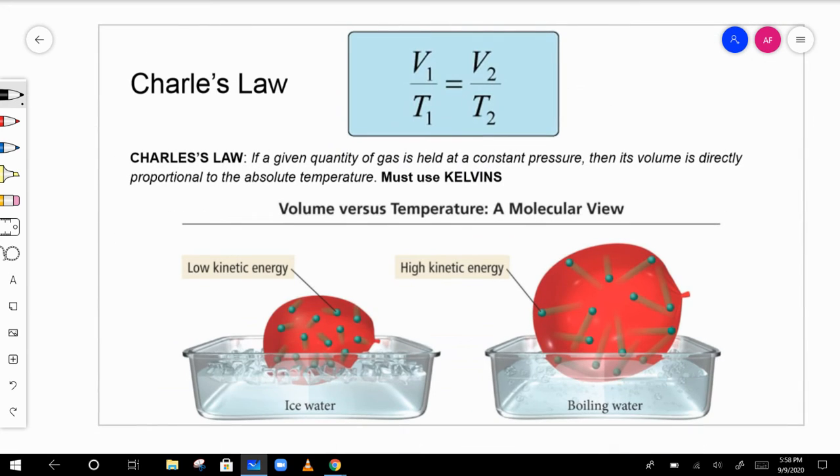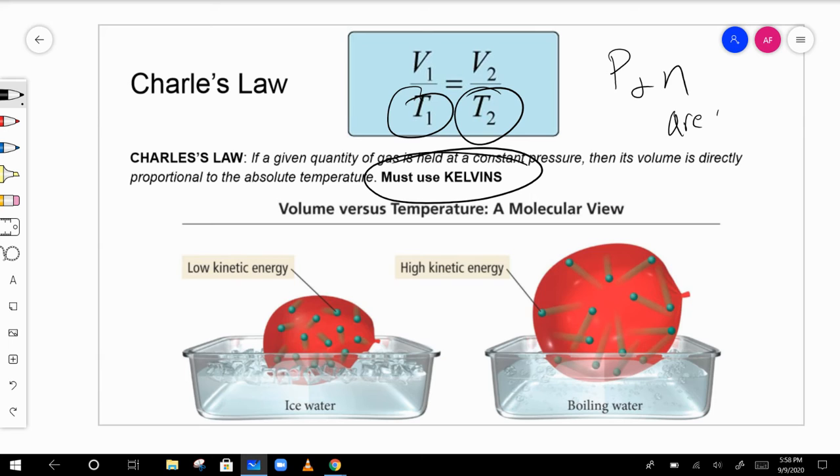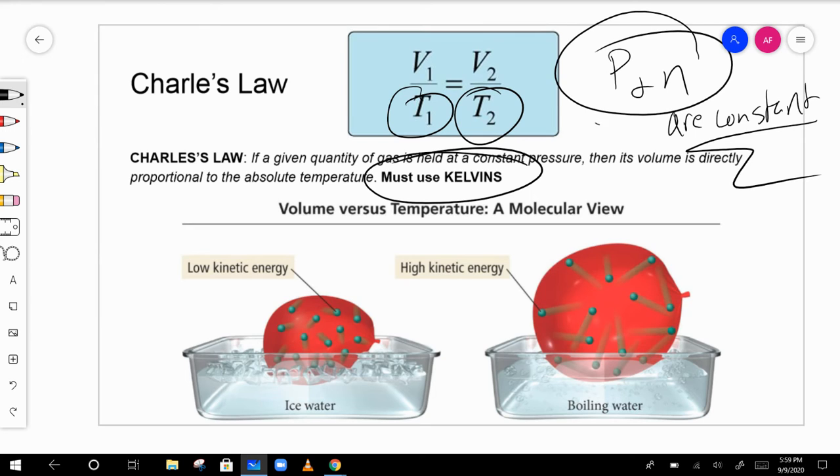Next, Charles. Charles's law is the relationship between volume and temperature. As temperature goes down, volume goes down. Here it's important though, temperature must always be in Kelvin. Always, always in Kelvin. And then also pressure and number of moles are constant. So you'll notice that in all of these laws, there are always two that are constant. This one's pressure and number of moles.